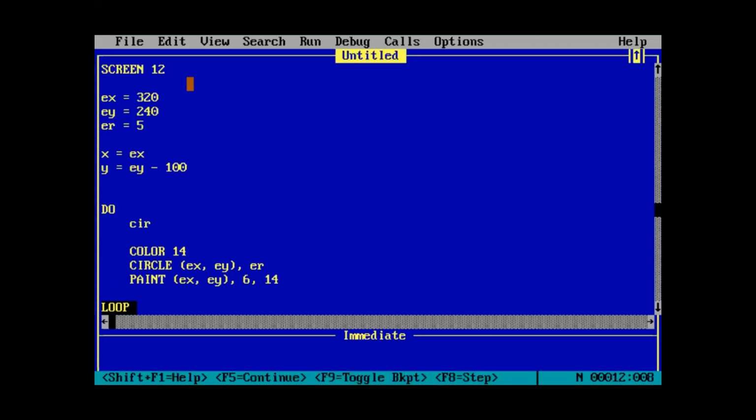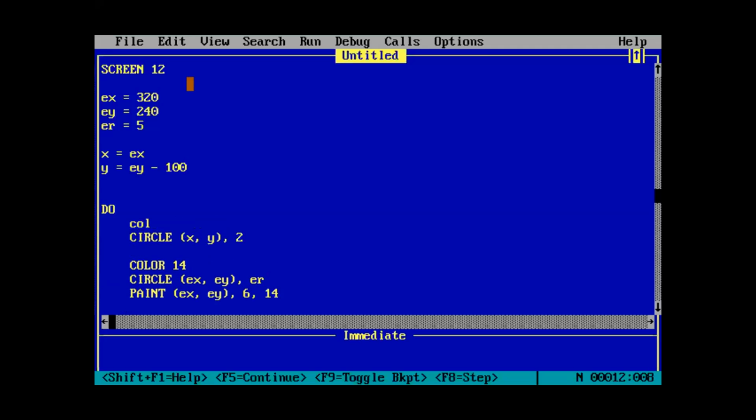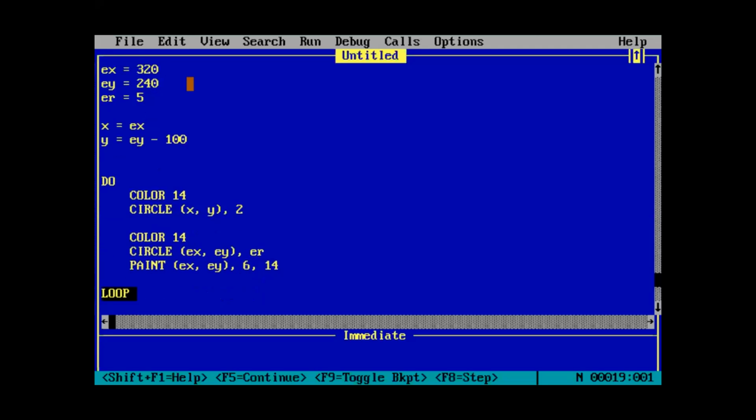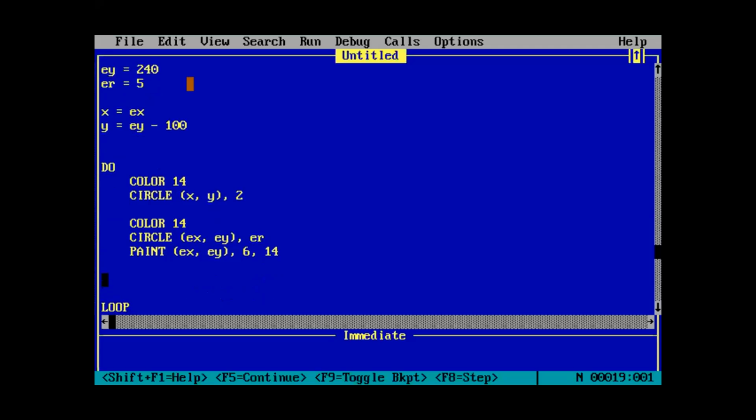Let's draw the object. Here is our satellite. It's at X, Y. We'll give it a small radius of 2. And let's give this a color of 14 as well. So there's our small satellite. After we draw it, we have to erase it. So let's copy that down here. Make a little extra space there. And instead of color 14, we're going to erase it with black. So we'll draw right over the top of it with black. Let's see what it looks like right now.